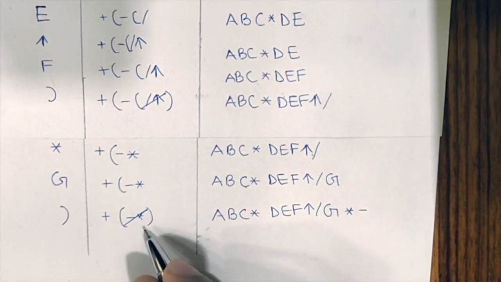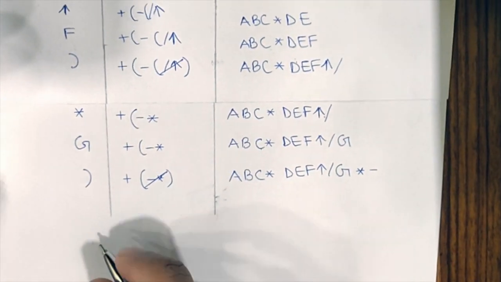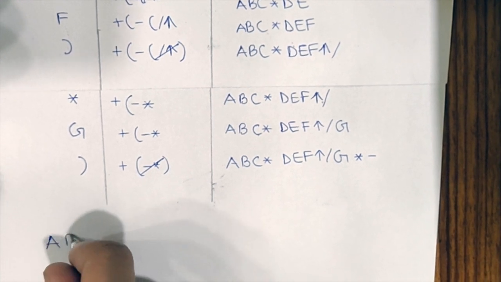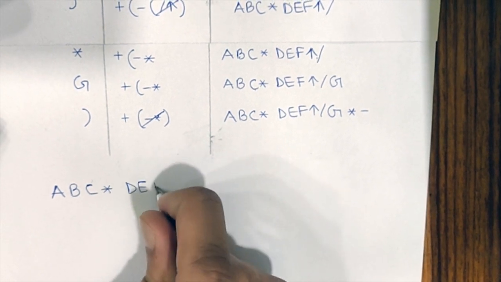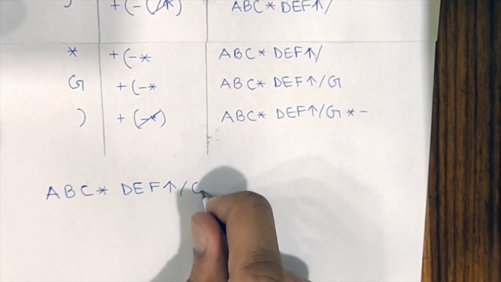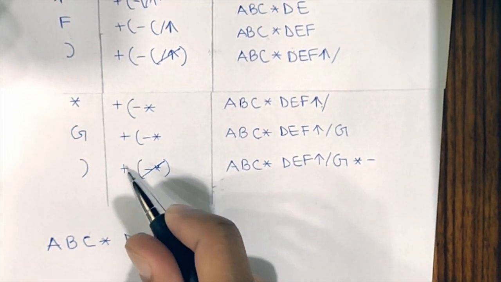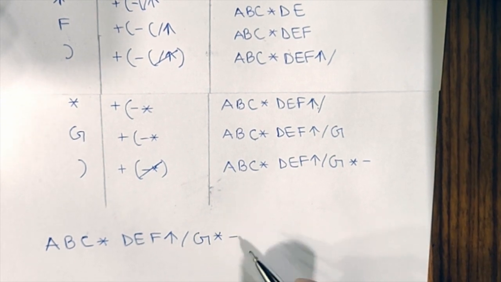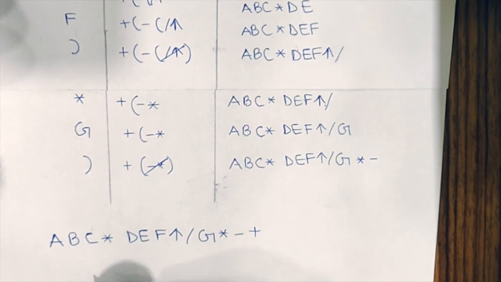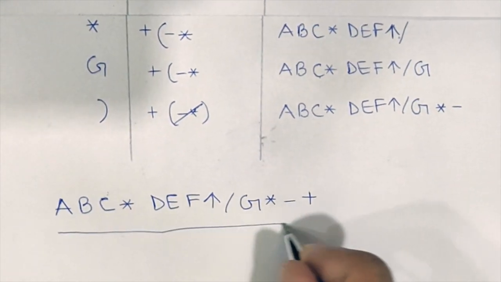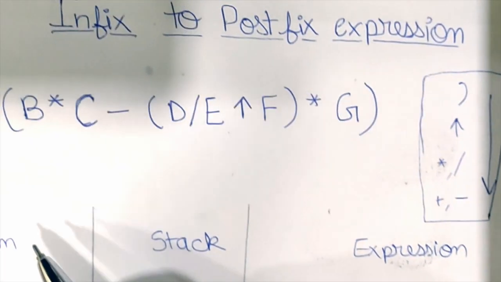I'm writing this here also just to show you how it works really. Okay, so the final expression that we have is ABC star DEF exponent slash G star minus, and after this whatever you have in the stack you're gonna put it here as it is, just an inverted form of it. So we have just a plus, so we're gonna add the plus here. So this is the postfix expression of our infix expression here.